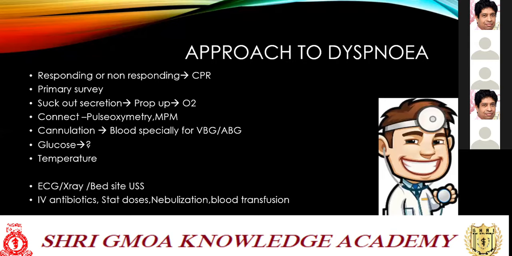As I said earlier, you have to go through airway, breathing, circulation-wise. First, you check whether the patient is responding or not. If the patient is responding, it's okay, you can go after that. But if the patient is not responding, you have to straight away start CPR. It's very important to start CPR, otherwise the patient dies. So start CPR if the patient is not responding. Yes, if it is a traumatic patient, you can go for a primary survey.